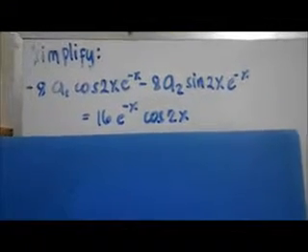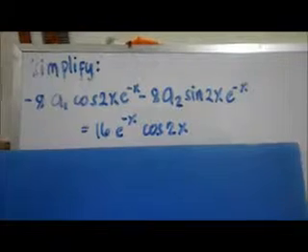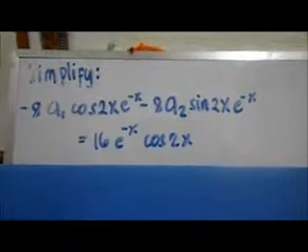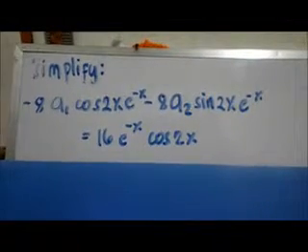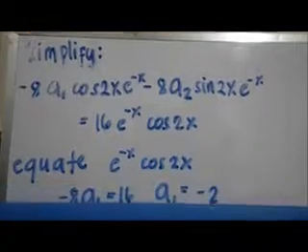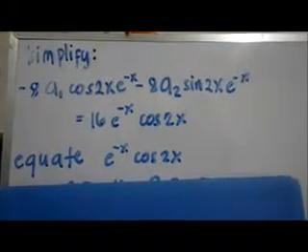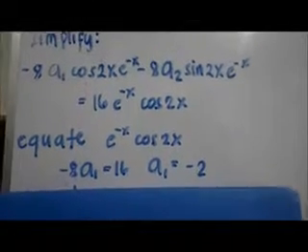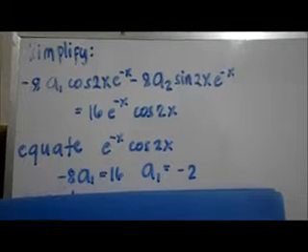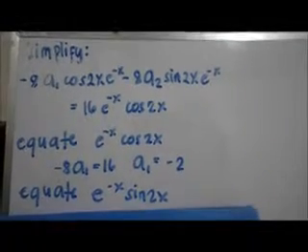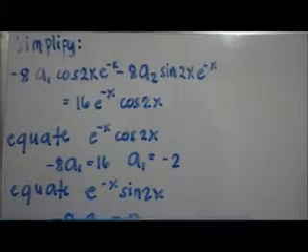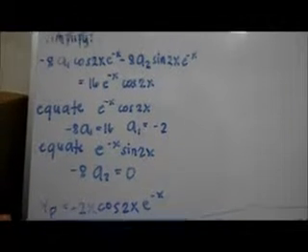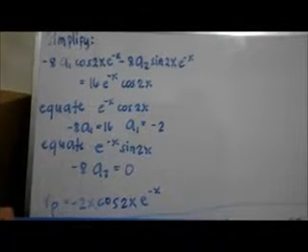The first, second, and third derivatives of the yp are substituted into the differential equation. Simplifying it, we get negative 8 a1 cosine 2x e to the negative x minus 8 a2 sine 2x e to the negative x equals 16 e to the negative x cosine 2x. Equating the coefficient of e to the negative x cosine 2x on both sides of the equation, we get negative 8 a1 equals 16, where a sub 1 is equal to negative 2. Equating the coefficient of e to the negative x sine 2x, we get a2 is equal to 0. So yp is equal to negative 2x cosine 2x e to the negative x.